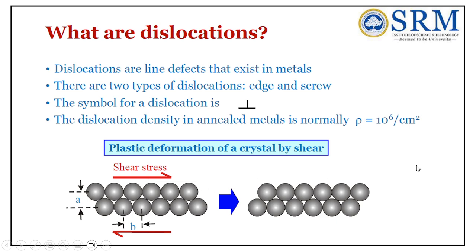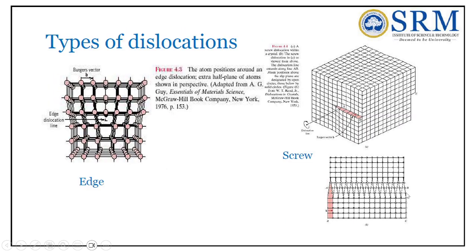It is like shuffling a deck of cards. When we shuffle a deck of cards, our right hand moves towards us and the left hand moves in the opposite direction. That is called shear stress. Similar to the shear stress, the atoms will be moving. This movement is called a dislocation. So the dislocation can be classified into edge dislocation and screw dislocation, which we have already discussed.